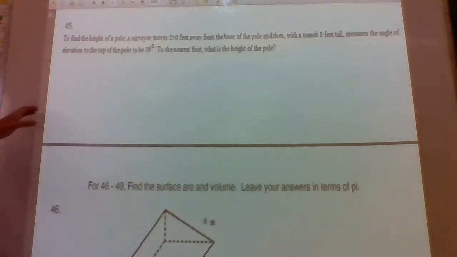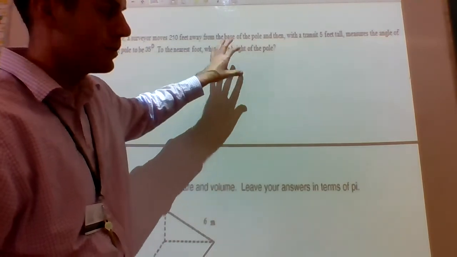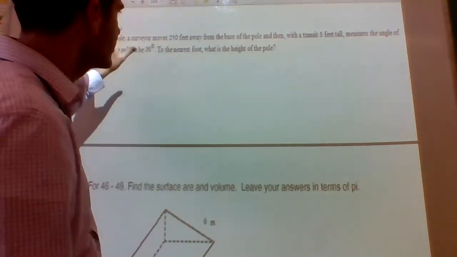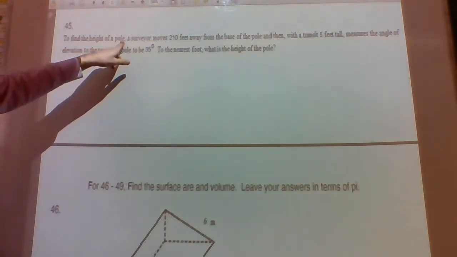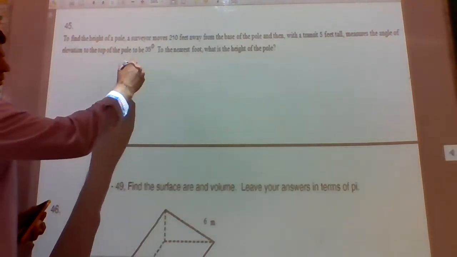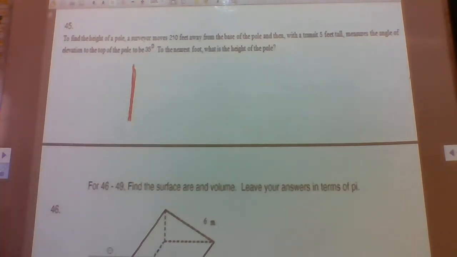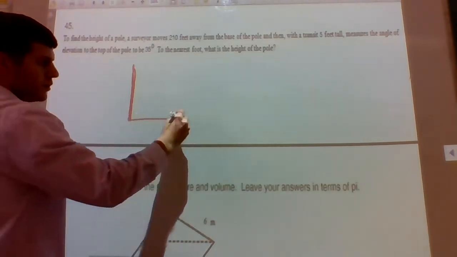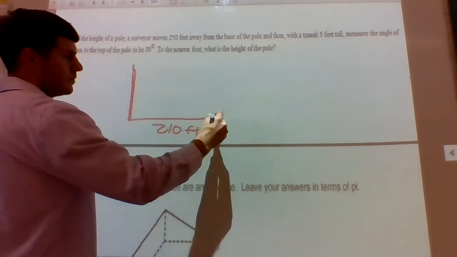So again, the first thing you want to do is read through, as I just did. Did I remember anything I read? Not really. Then the second time you read through, you want to pick out the pieces and draw as you go along. So we want to find the height of a pole. Here's our pole. A surveyor moves 210 feet away from the base of the pole. So the base of the pole is down here. The surveyor moved 210 feet away from the base of the pole.